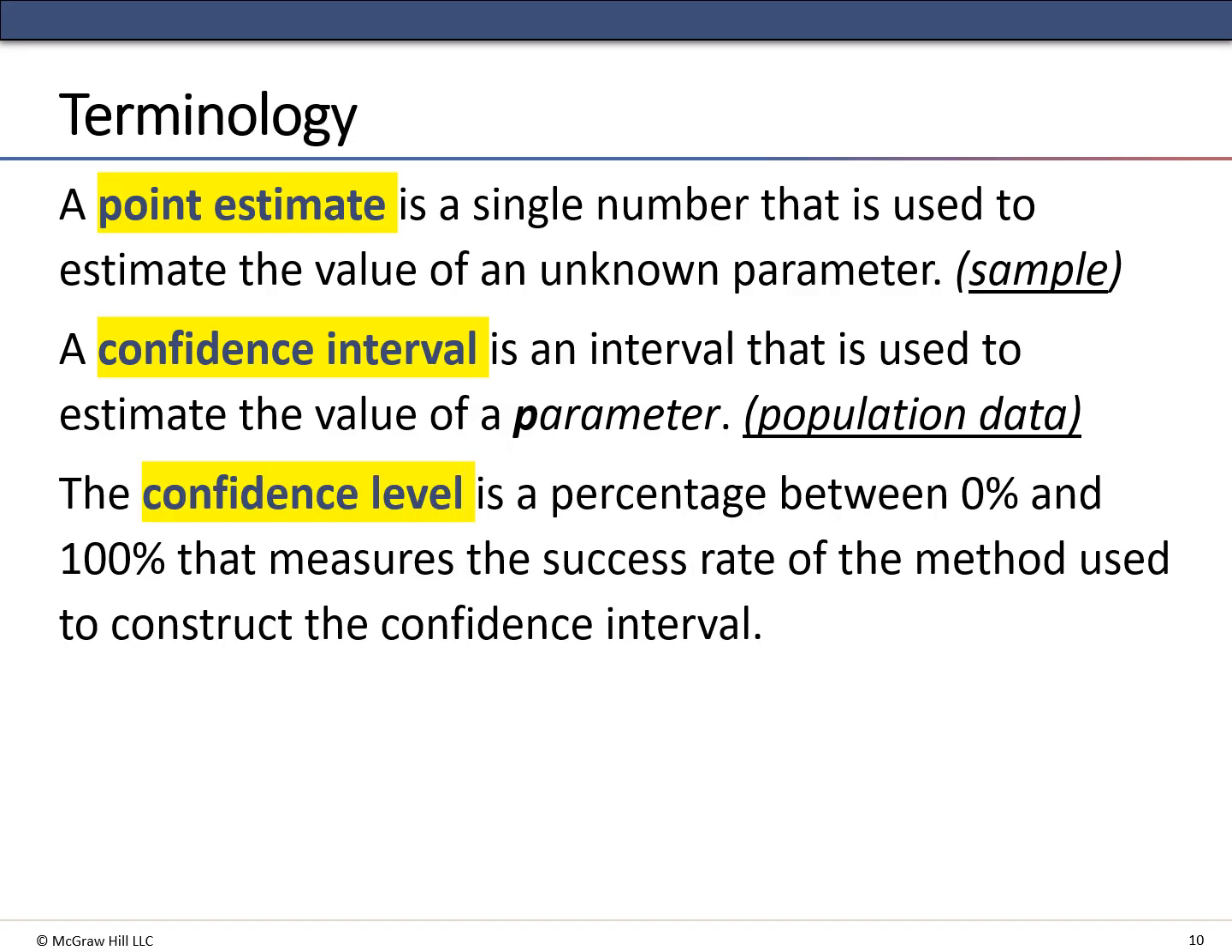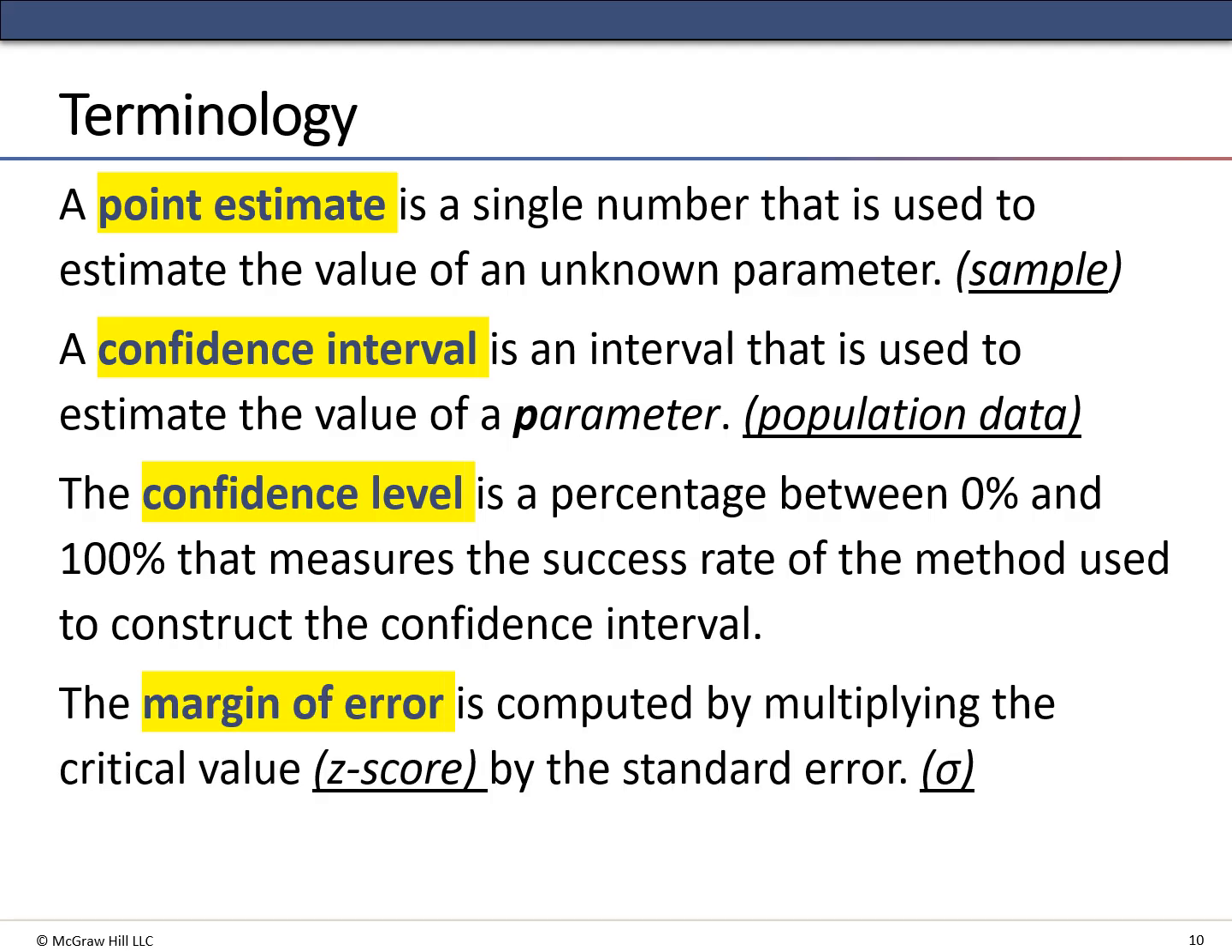Again, the confidence level is a percentage between 0% and 100% that measures the success rate of the method used. Why you would use really low confidence levels, I can't even imagine. Typically, it's about 90 or 95%. The margin of error is computed by multiplying the critical value, which is the z-score for a specific confidence level, by the standard error.